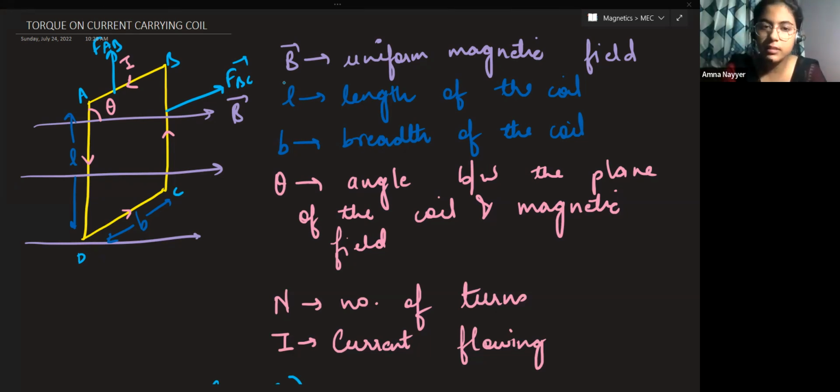Place your fingers in the direction of current. See, I'll tell you, current is flowing like this. This is the direction of current that is flowing. So keep your fingers with the flow of current. Curl your fingers towards the magnetic field. It's up to you how you arrange your fingers so that you are able to curl them towards the magnetic field.